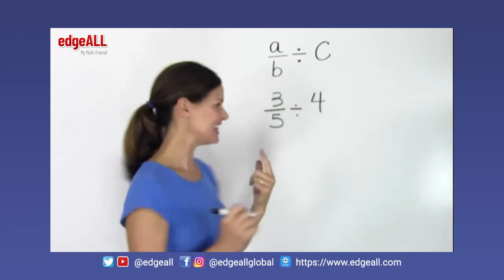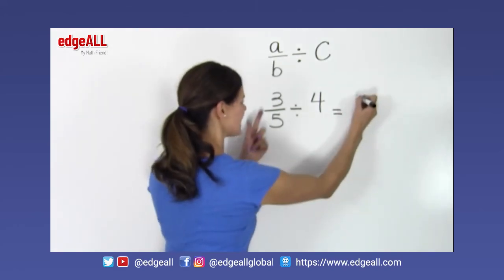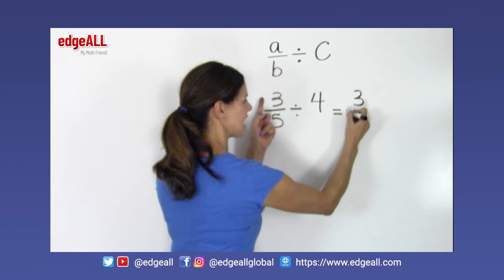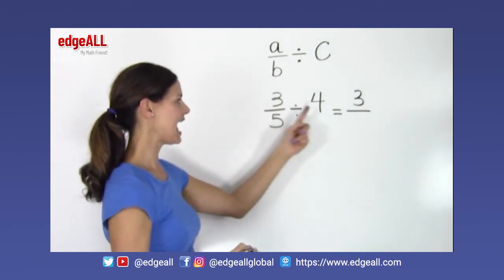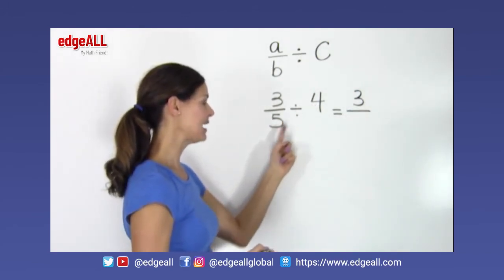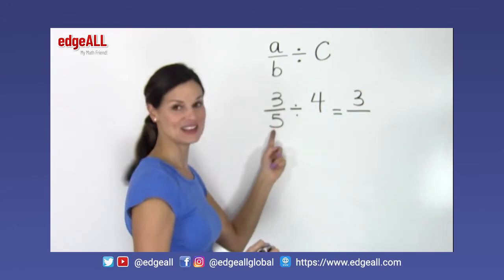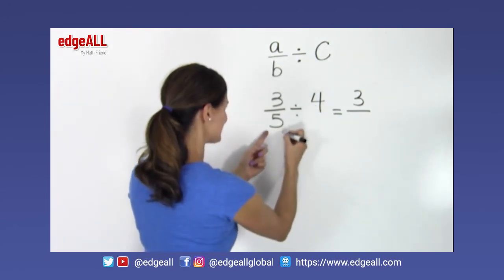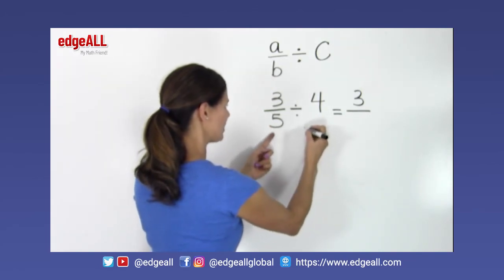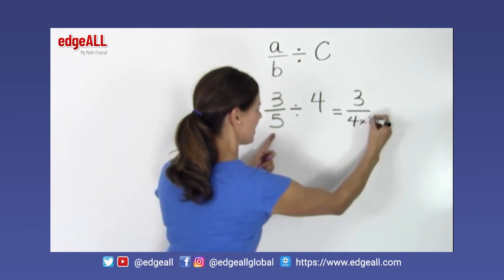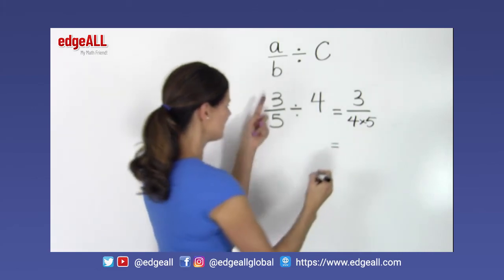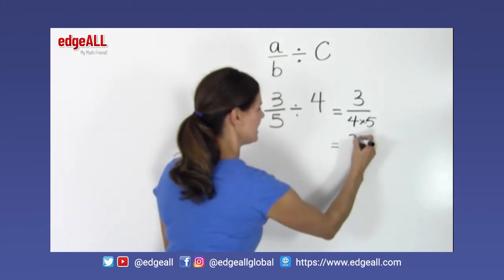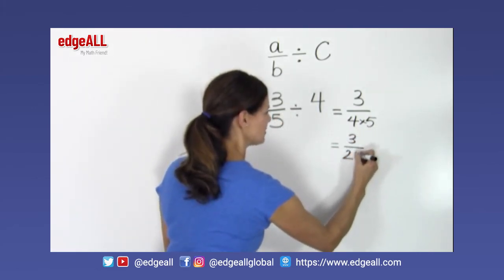But the shortcut to that is to just keep my numerator the same at 3 and actually multiply my whole number by my denominator. So ending up then with 3 in the numerator and then 4 times 5 in my denominator. And so 3/5 divided by 4 is 3/20.